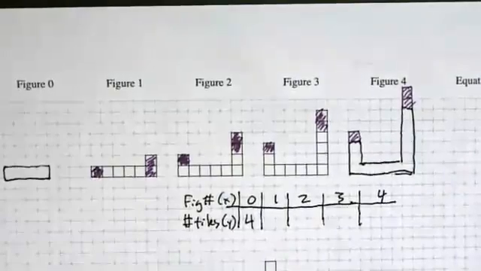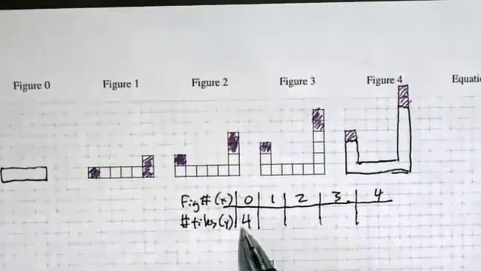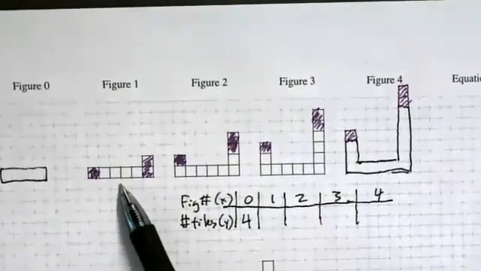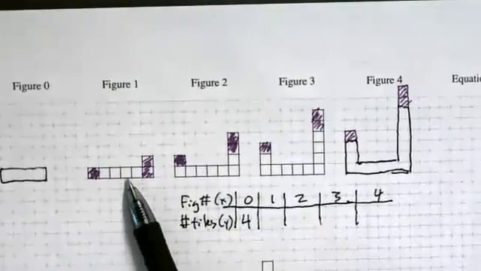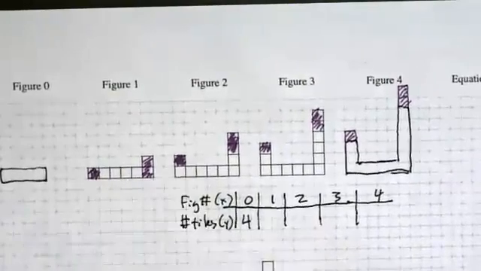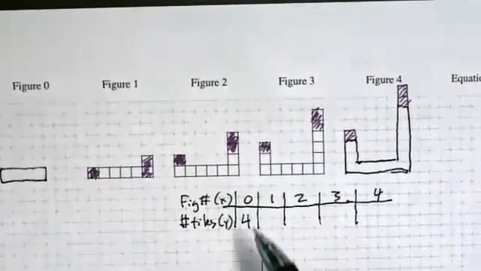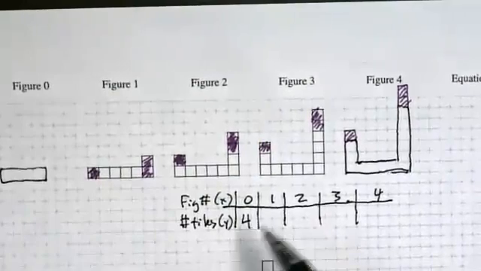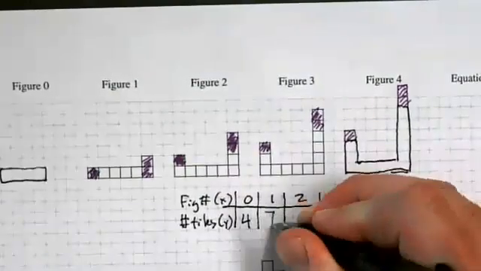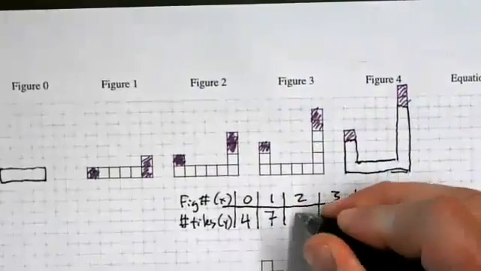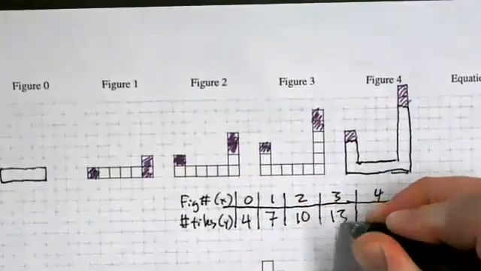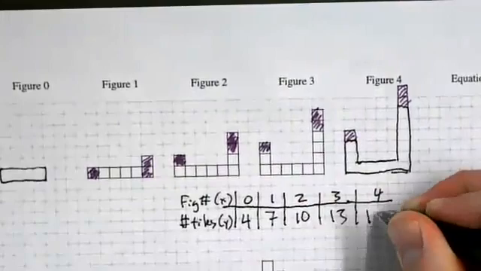Do we need to actually count up how many tiles there are in each of these? What would a shortcut be? We already know that we're adding 3 tiles on each time, right? So if I started with 4 and I added 3 on, that would get me to 7, right? 4 plus 3 is 7. 7 plus 3 is 10. 10 plus 3 is 13. 13 plus 3 is 16.